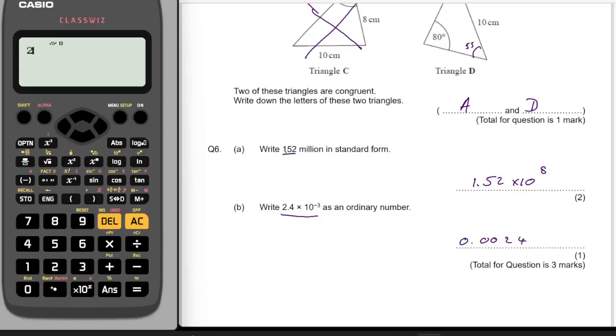I'm just, if I type that in, just checking in my head. So that's not overly helpful. I was just wondering whether I could convert the opposite way around. No, I don't think I can. So that's my standard form question.